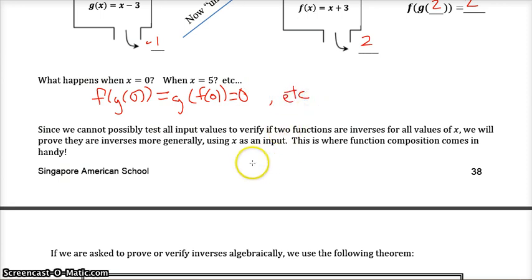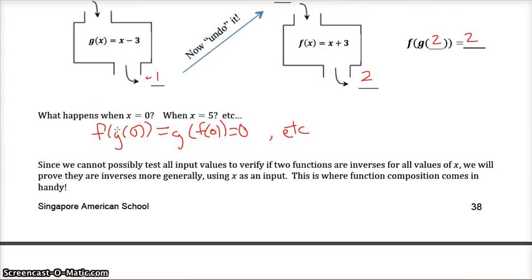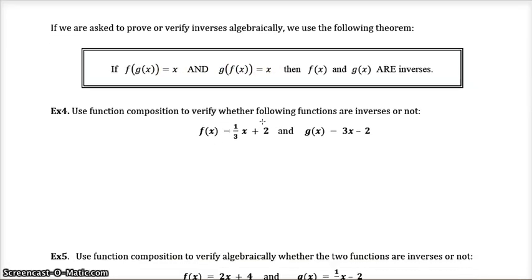Since we cannot possibly test all input values, we just have to prove they're inverses more generally using x as an input. We're going to do it with more complicated ones. If you can simplify f of g of x down and realize that it's always going to be x, and if it works the other way, if g of f of x is always x, then you've just shown algebraically, using function composition, because that's the language of the assessments, that they are inverses.